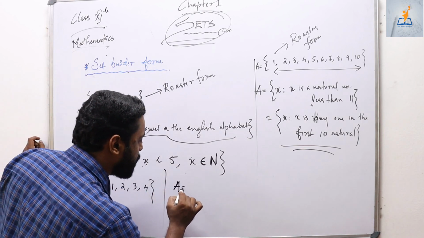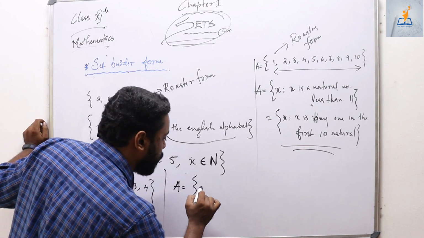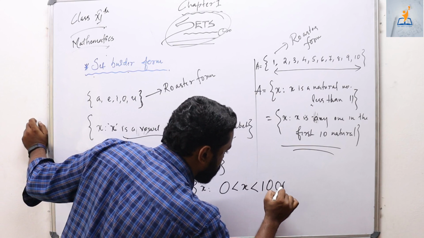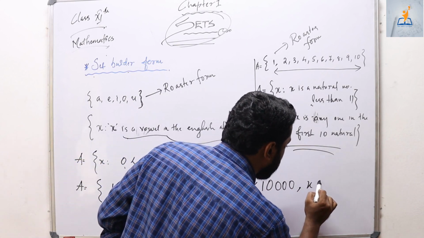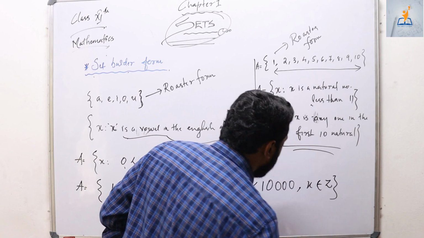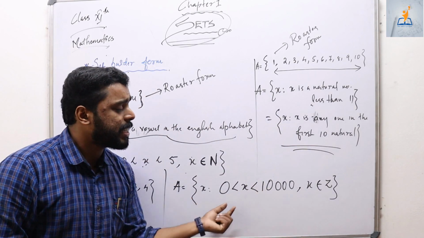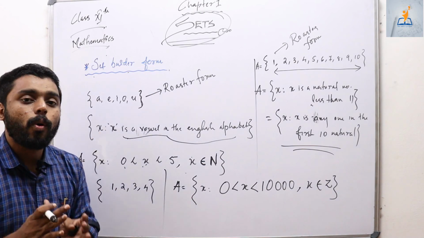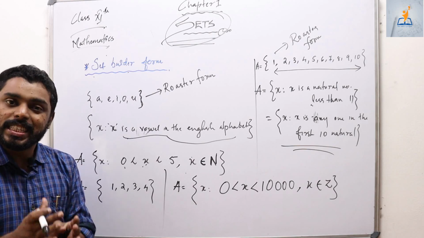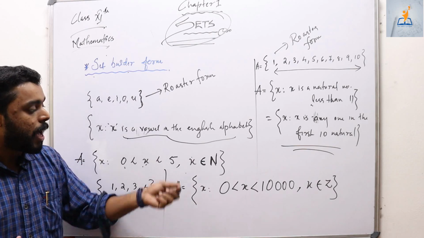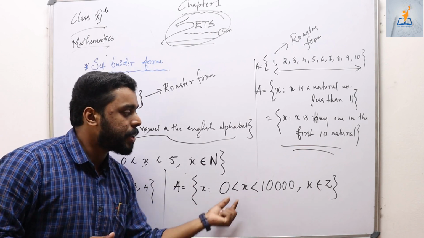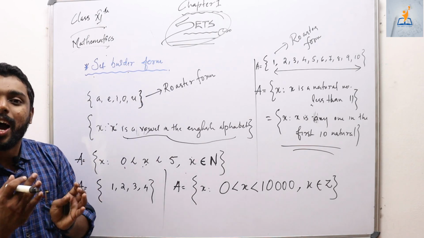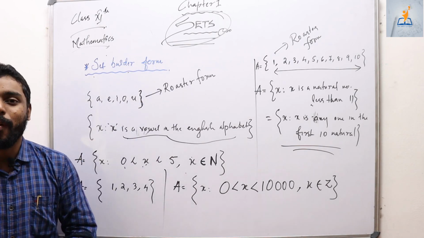Suppose that you are given a set in the set builder form like this: set of all x such that 0 less than x less than 10,000 and x element of Z. In order to represent the set in the roster form, we have to list 10,000 integers, isn't it? Which is a huge and very time consuming process. But this form represents the same set in a minimal space, right? This saves our energy, time and space. So set builder form has its own advantages also.